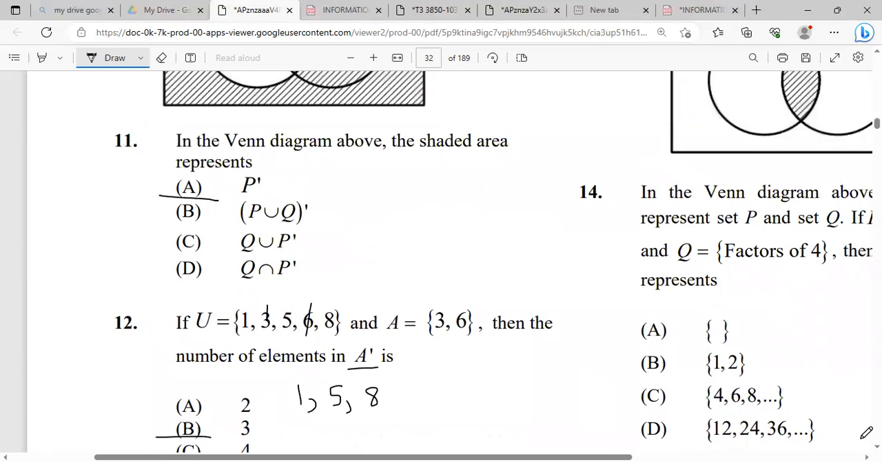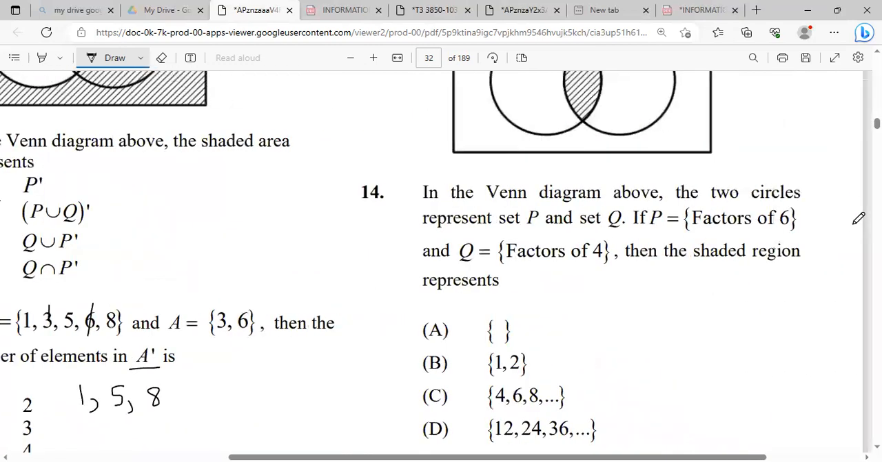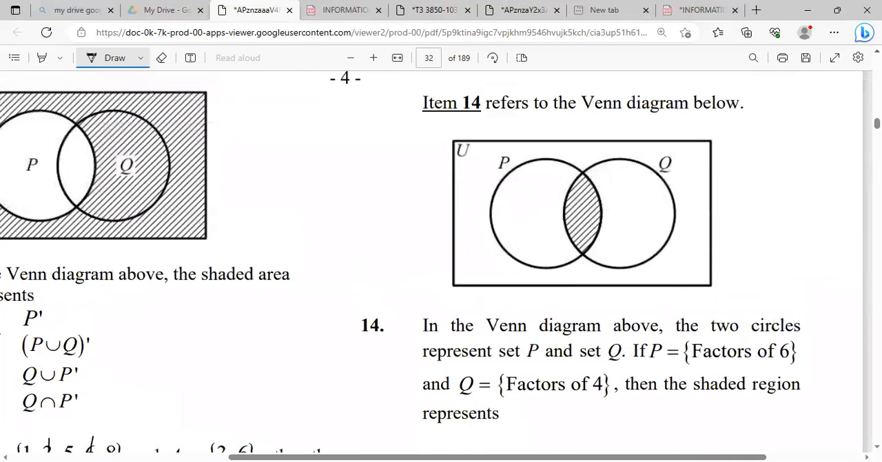All right, let's move on to 14. Item 14 refers to the Venn diagram below. In the Venn diagram below, the 2 circles represent set P and set Q as shown. If P is equal to the factors of 6, so the factors of 6 are, if you know them, you could start, guys. 1, 2, numbers that can multiply to give you 6, right? 1 times 6, 2 times 3, that's about it. And then we list the factors of 4. So the factors of 4 would be 1, 2, and 4.